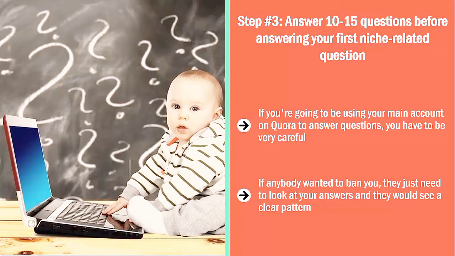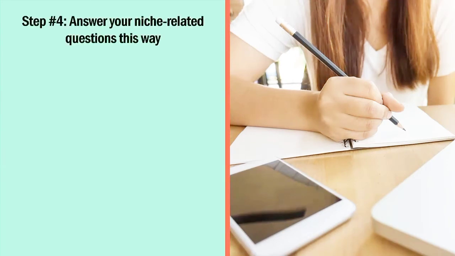Don't do that. Instead, answer 10 to 15 questions across a wide range of topics before answering a question that is directly related to your niche. Step number 4, answer your niche-related questions this way.